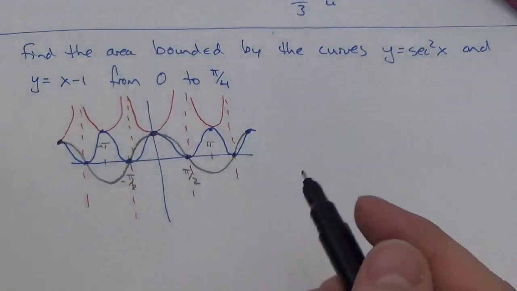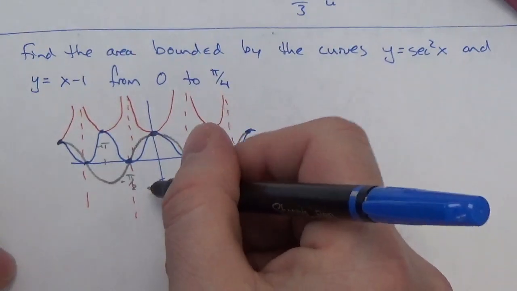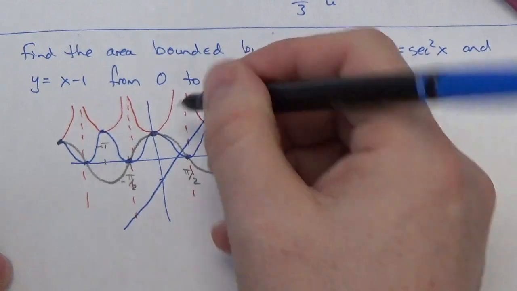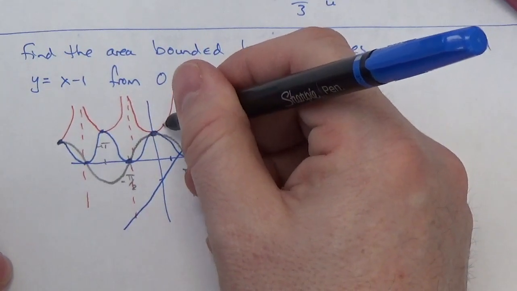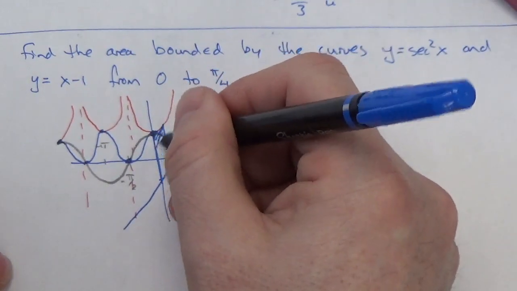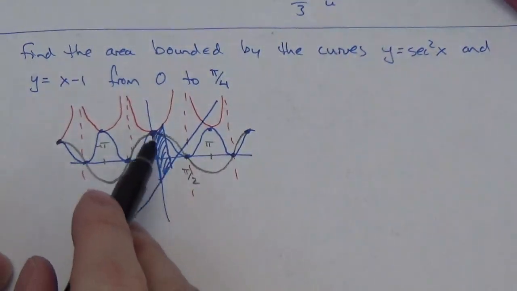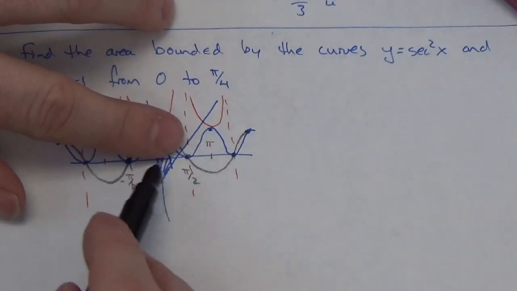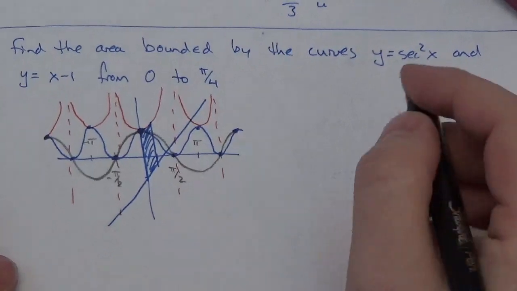Now, x minus 1 is going to be a graph that's got a slope of 1, and it's going to go through like this. And so what I'm interested in is the area in between these two functions from 0 to pi over 4. So that little section right there, if you were to stop right there, that's a trapezoid. This isn't, because it's got that little curved surface there.